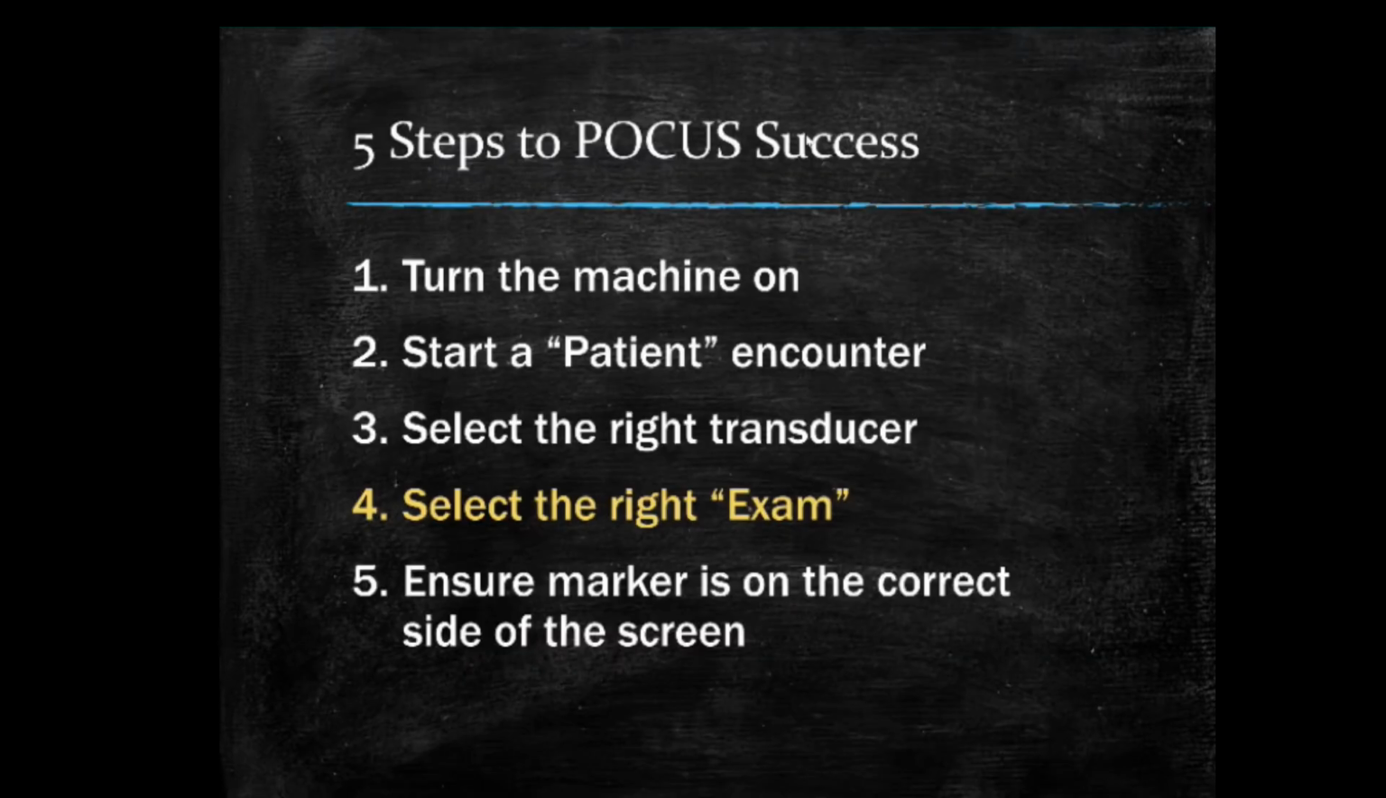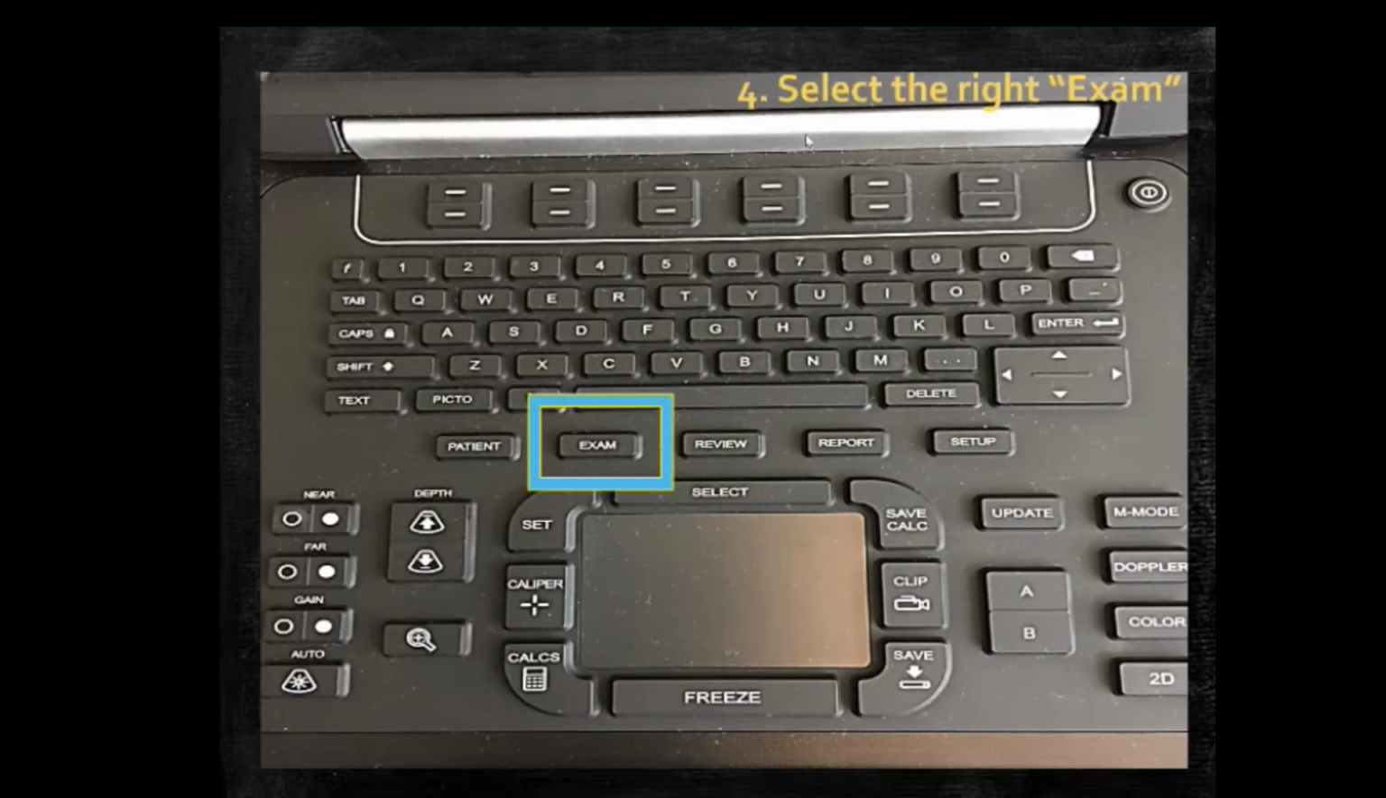Step number 4, select the right exam. This is found here. So when you hit this button, it'll pop open a menu with several different presets. These presets are specifically designed to optimize the image that we're looking at. For instance, if I'm looking at the heart, it's really dependent that we're able to watch things move over time. And so the ultrasound is programmed to optimize motion as opposed to image quality. So that exam is going to be really good for looking at the heart, but not so good at looking at something very static like the right upper quadrant.